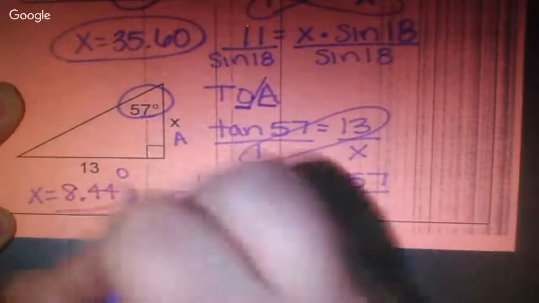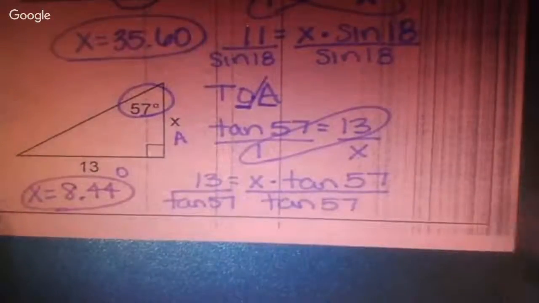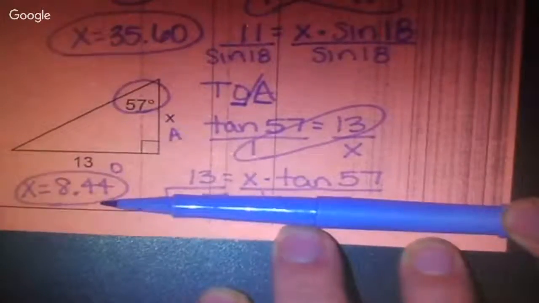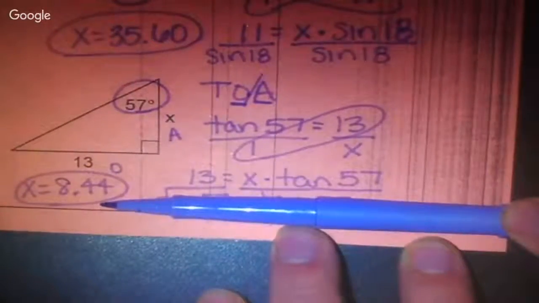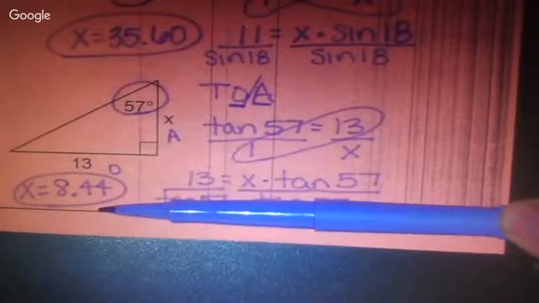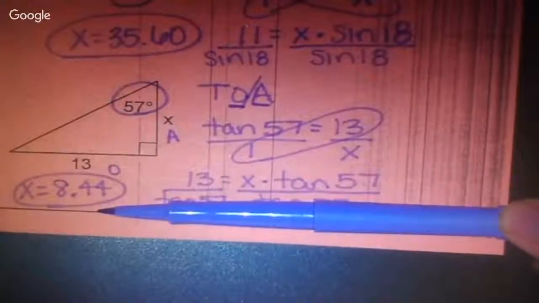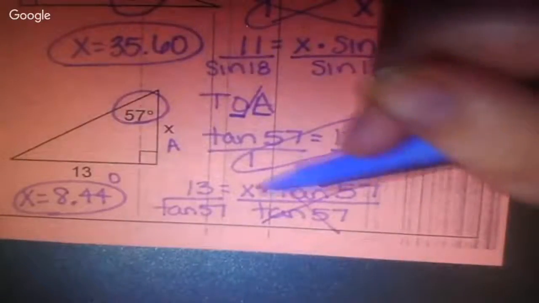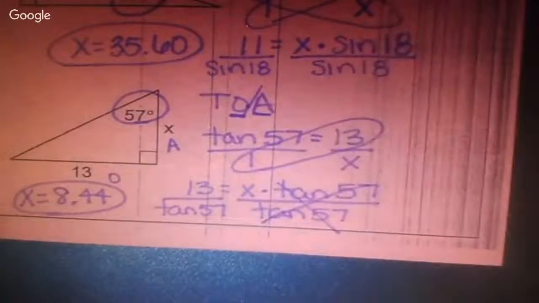Wait, so you divide? Why would you divide? Because X wasn't by itself. When I cross multiplied, I ended up with this. X is not by itself. I need to solve for X, so I need to get X by itself. If it's being X times something, to get rid of that something it's multiplied by, we divide. That cancels it out over here, and I get X equals 13 divided by the tangent of 57.